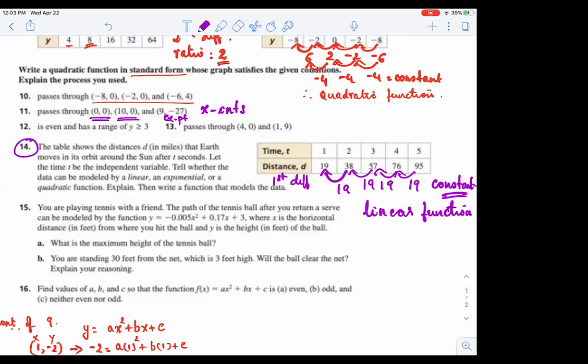So this is going to be a linear function. So what is the standard form we normally use for a linear function?